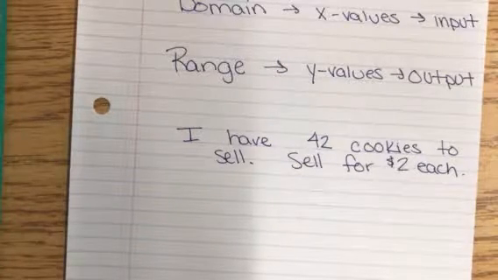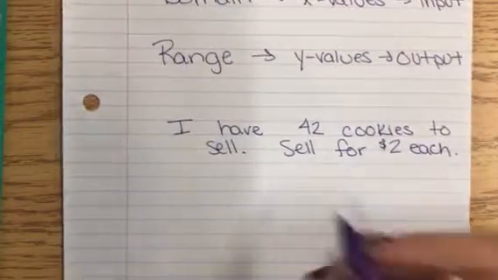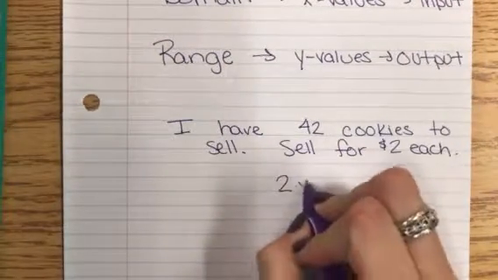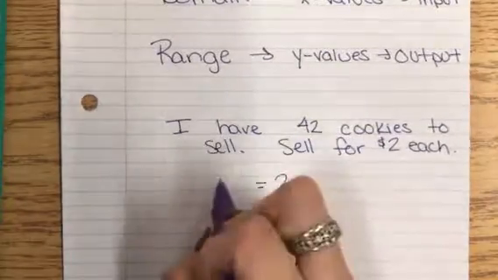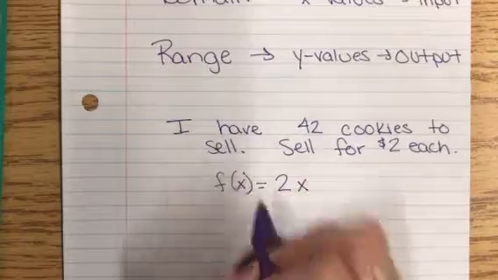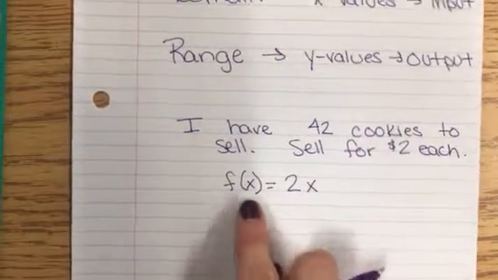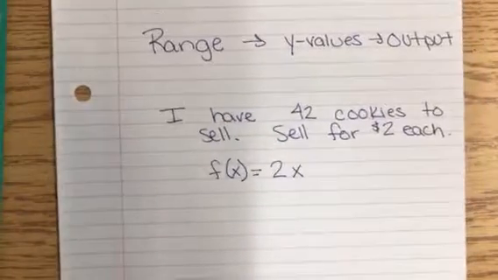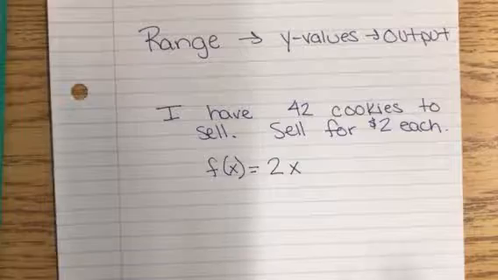I could talk about this function written out as an equation. I know that I'm going to sell it for $2 per cookie. I could set this equal to y, but I could also set this equal to f of x. This is another representation for y. This puts it in function notation. And then I can talk about what those values mean in terms of the domain and the range.